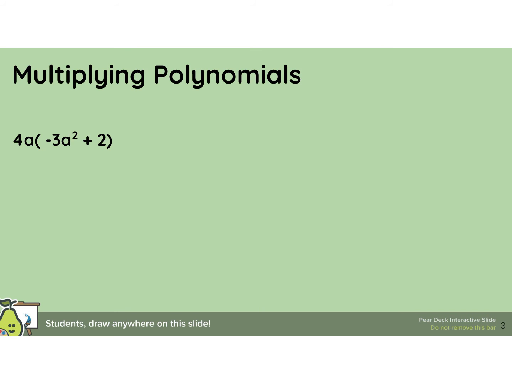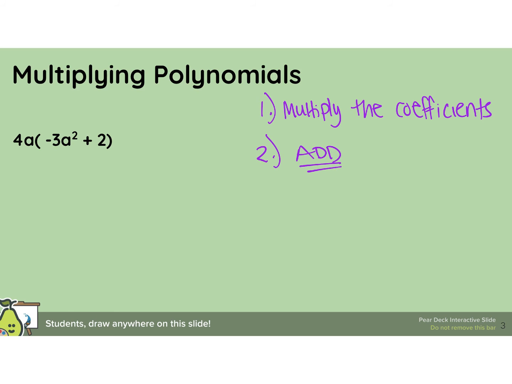So when you multiply a polynomial, we've done this before. It's very similar to multiplying monomials. So your first step is you're going to multiply the coefficients. Okay, those are the big numbers, the numbers in front of your variables. And then you're going to add your exponents. You don't actually multiply exponents. When you're multiplying, you add them together.